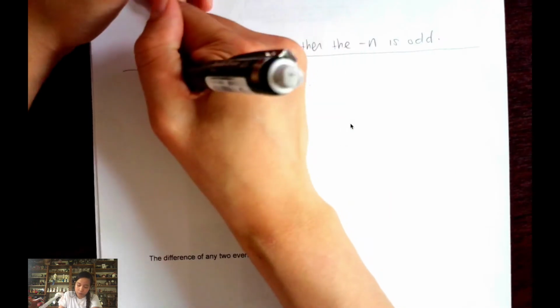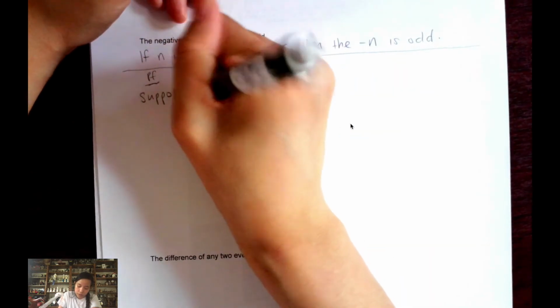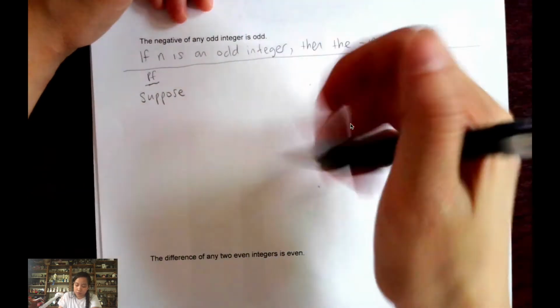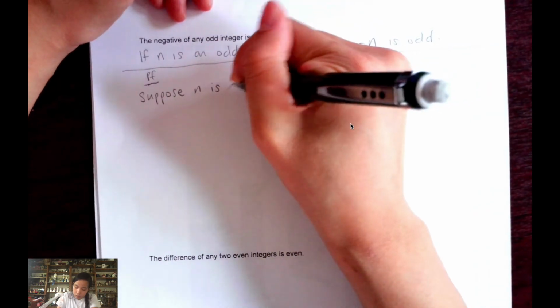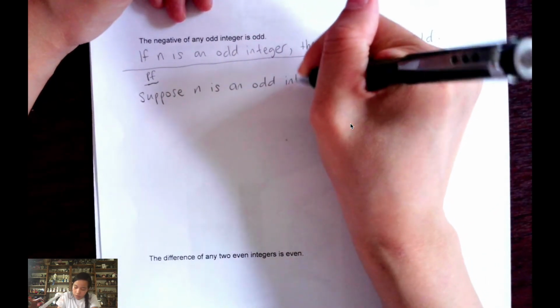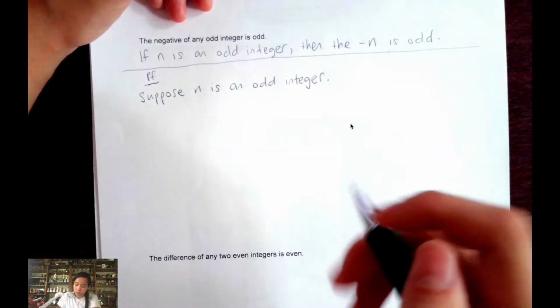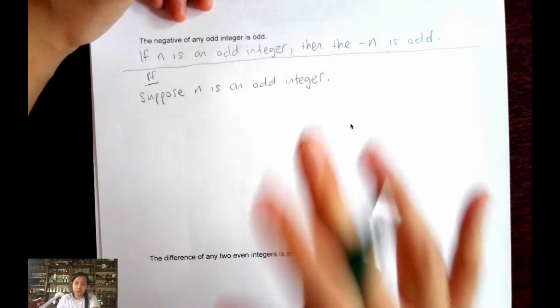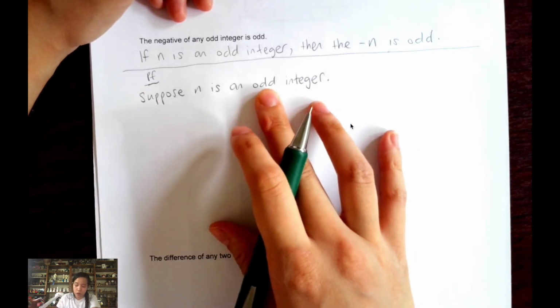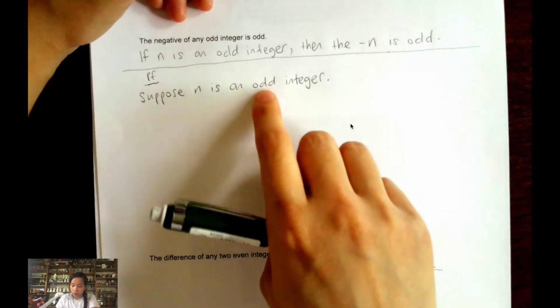Now, write the proof. So the first thing you do is you write something along the lines of suppose, and then you write the if part of the if-then statement. So suppose n is an odd integer. After we write the first sentence, we now want to address all of the definitions. So here we have the word odd that needs to be defined. Integer doesn't need to be defined, but odd does.